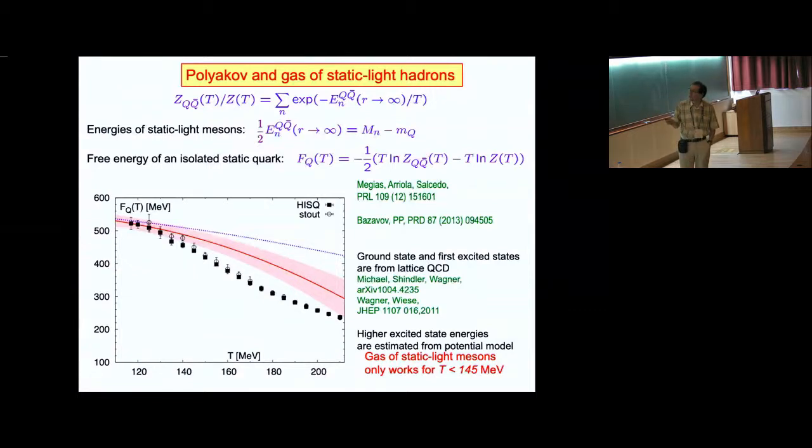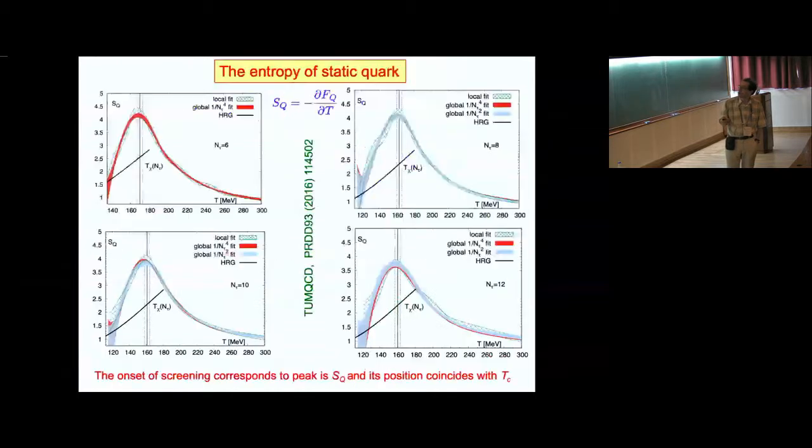So, we want to evaluate the inflection point, and as I said, we take the derivative of the free energy, which gives us the entropy of a static quark. Now, how does the entropy look? We already discussed the entropy in the previous section, but here I show the results for full QCD, for different lattice cutoffs corresponding to N-tau 6, 8, 10, and 12.